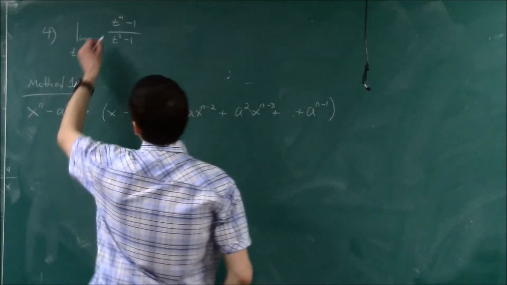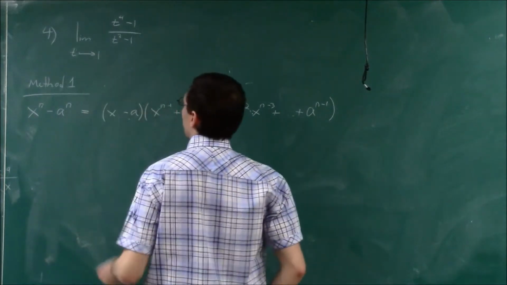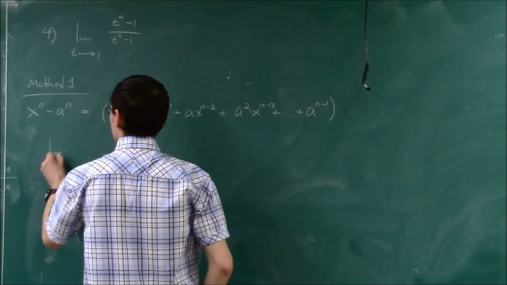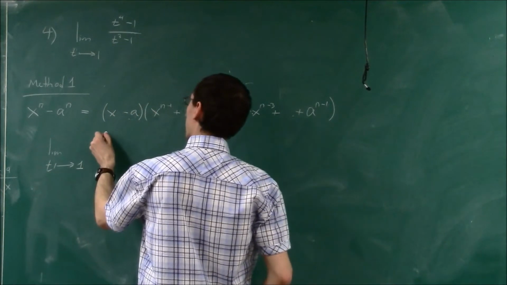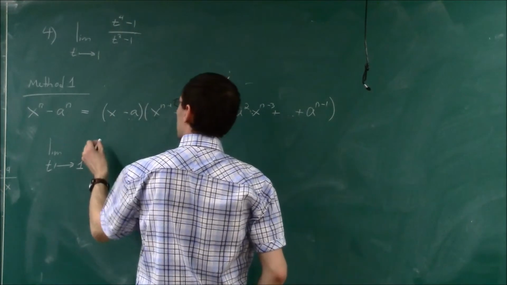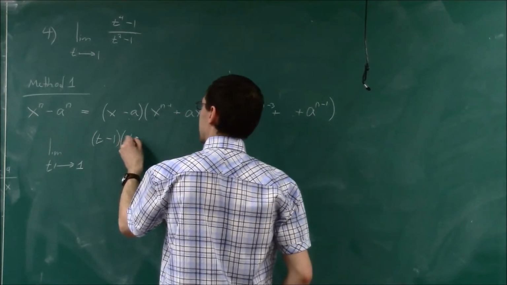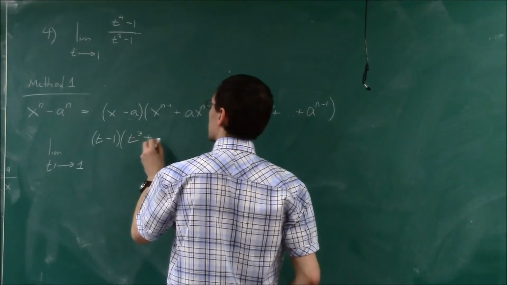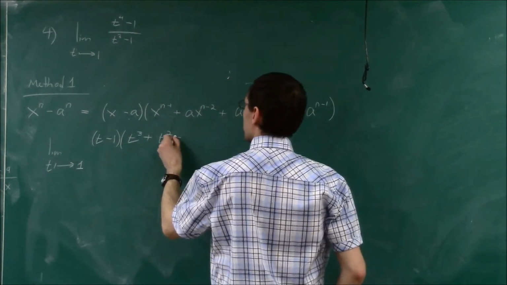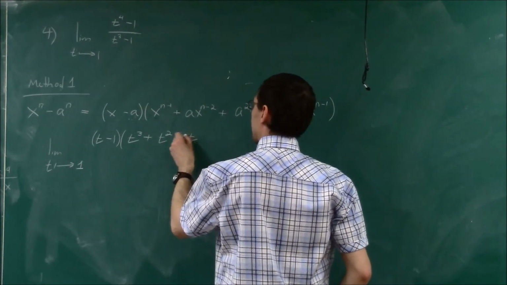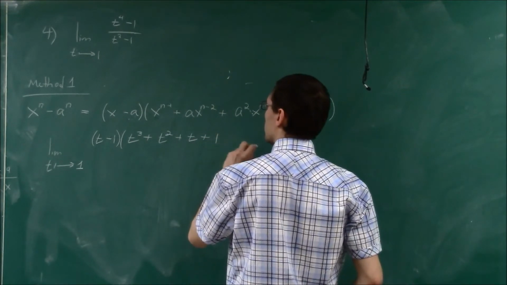So using method 1, we just factor the numerator and denominator by the method of factoring n powers. So we can say simply limit as t goes to 1 of t to the 4 minus 1 can be factored as t minus 1 times t to the power of 3 plus t to the power of 2 times 1 to the power of 1, plus t to the power of 1 times 1 squared, plus t to the power of 0 times 1 to the power of 3.